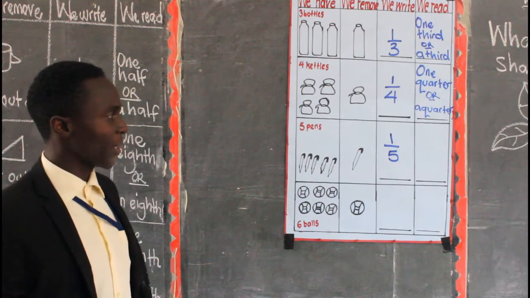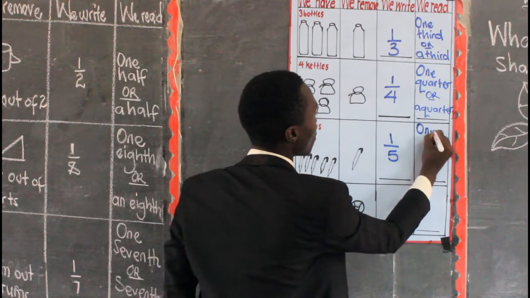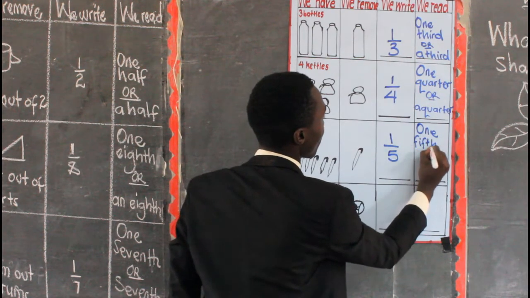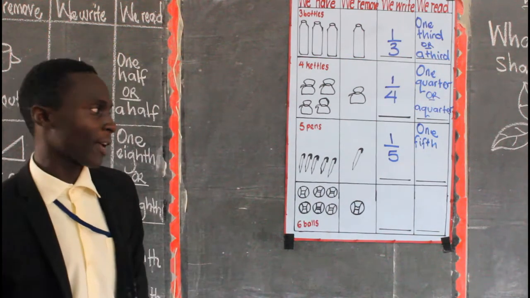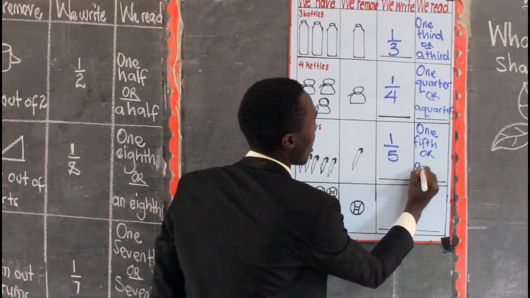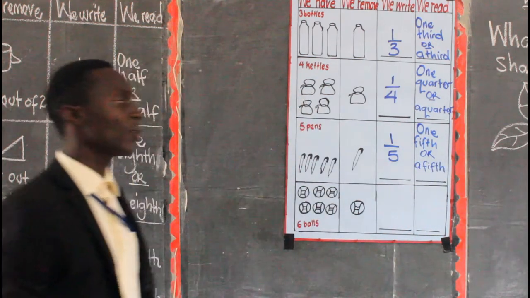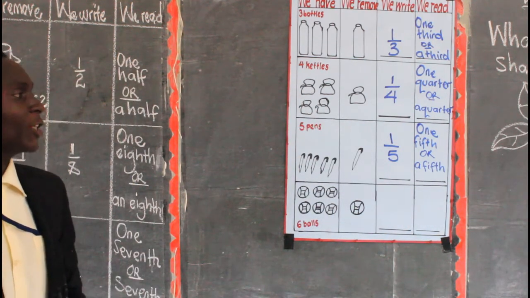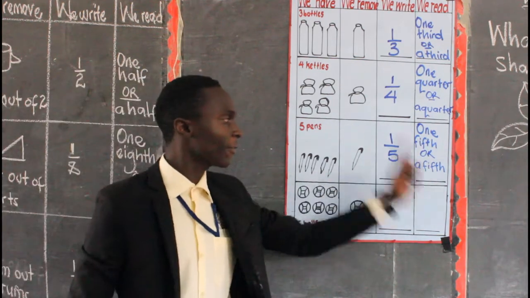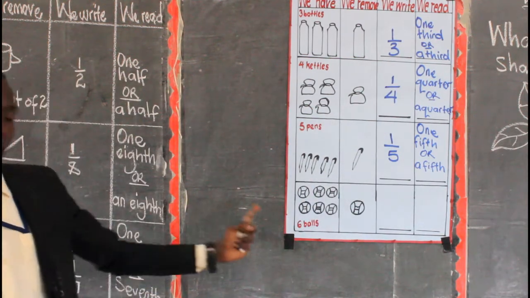How do we read this one? We read it as 1/5. Or we can say a fifth. Please don't add s, don't add s. I'll tell you when we add s and when we do not add that s. So that's how we read it, 1/5 or a fifth. Thank you very much for being attentive.